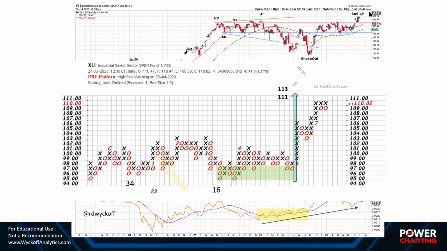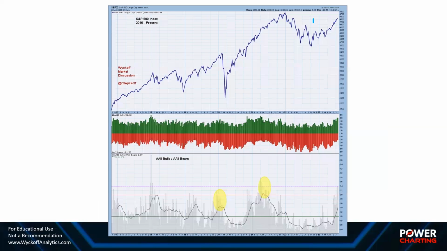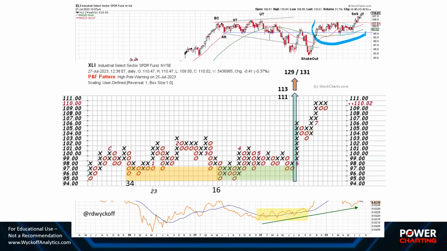Now, there is a larger count, and that is 34 columns, which goes all the way across the entire smaller accumulation structure, which we see is right here, this area. And that counts 129 to 131. So this tells us in this smaller structure that we still have fuel in the tank for higher prices and future markups. And so we continue to think that the leadership that the industrials are showing us now will continue.